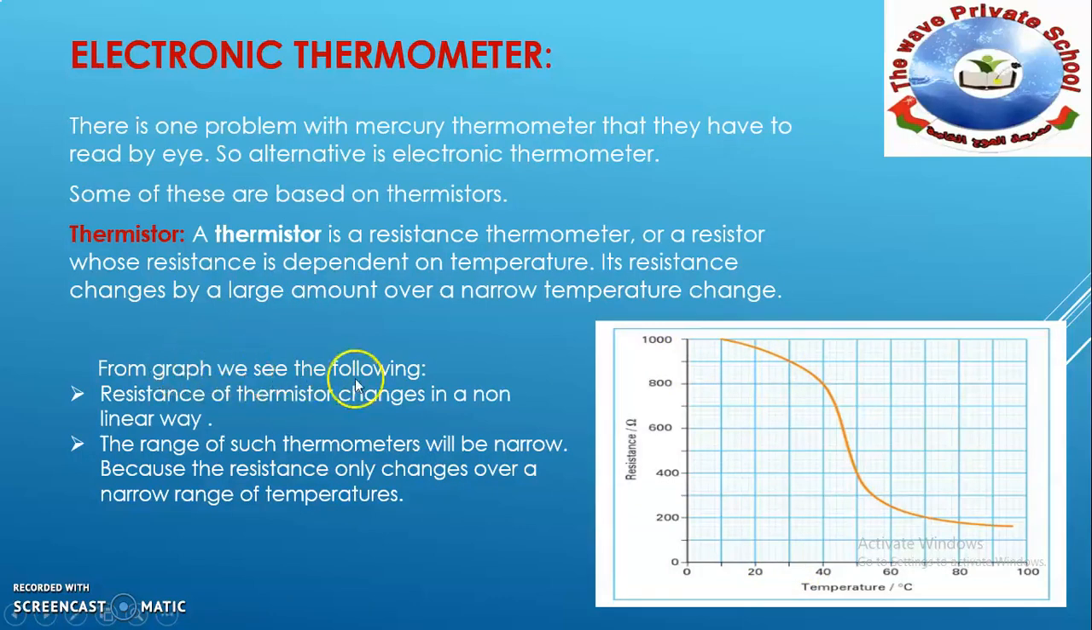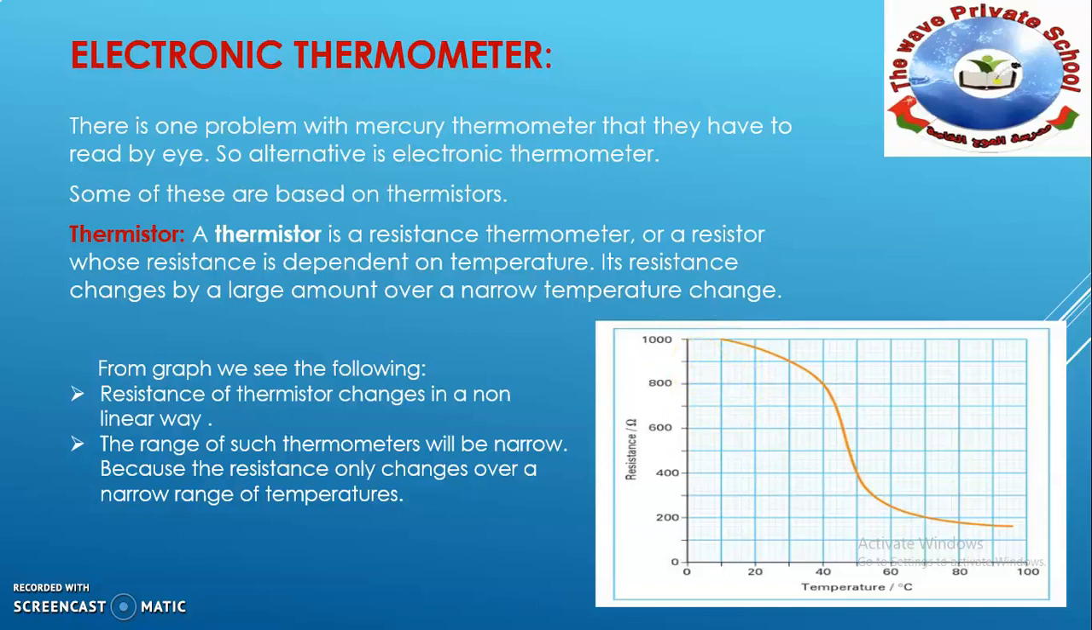From the graph we see that the resistance of a thermistor changes in a non-linear way. The temperature increases by a very small amount, but the resistance increases by a very large amount. So we can say that the thermistor changes in a non-linear way.